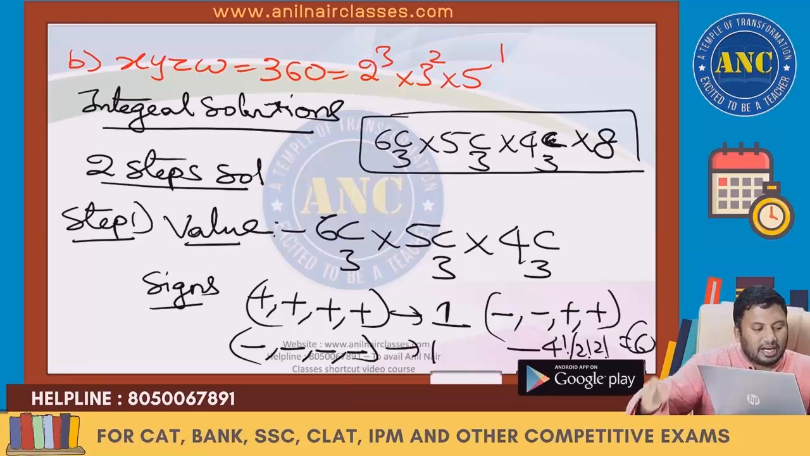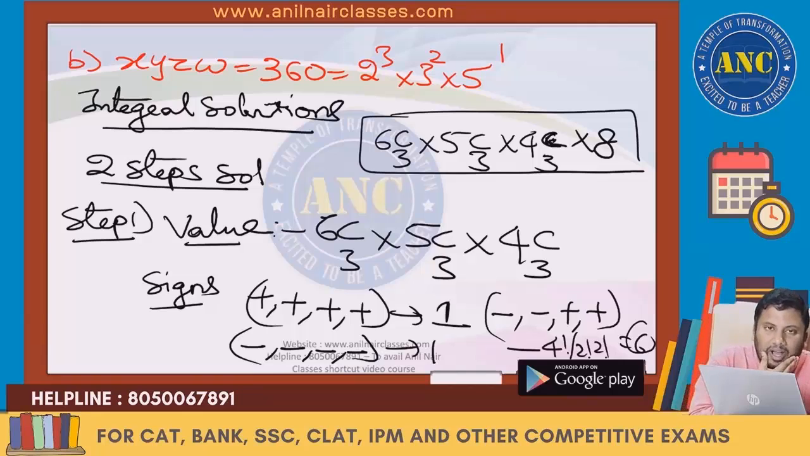It is integral solution. So I should get value and I should get sign. Positive, positive, positive, positive, 1. Negative, negative, negative, negative. It is also 1. Negative, negative, positive, positive. 4C2, which is 6. 6 plus 1 is 8. 6C3 into 5C3 into 4C3 into 8. This is the answer. I hope the idea is crystal clear to you.